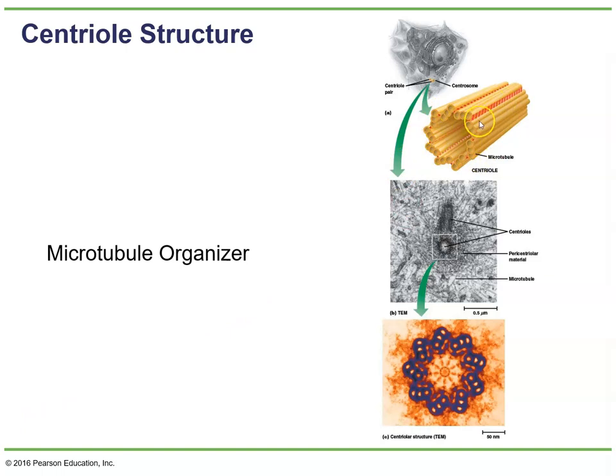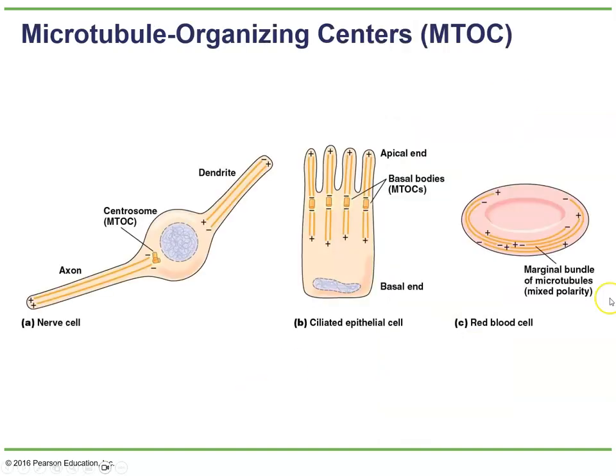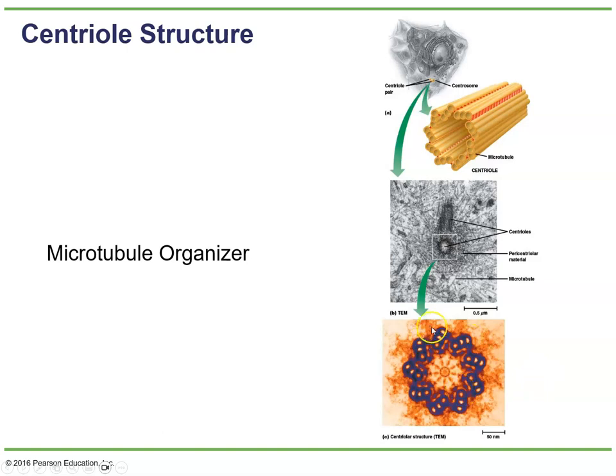If we don't have centrioles, then typically the microtubules are poorly organized. You can see that in that last slide where we had the red blood cells. The microtubules are kind of mixed and all over the place, because they don't have those microtubule organizing centers, so they're less organized.